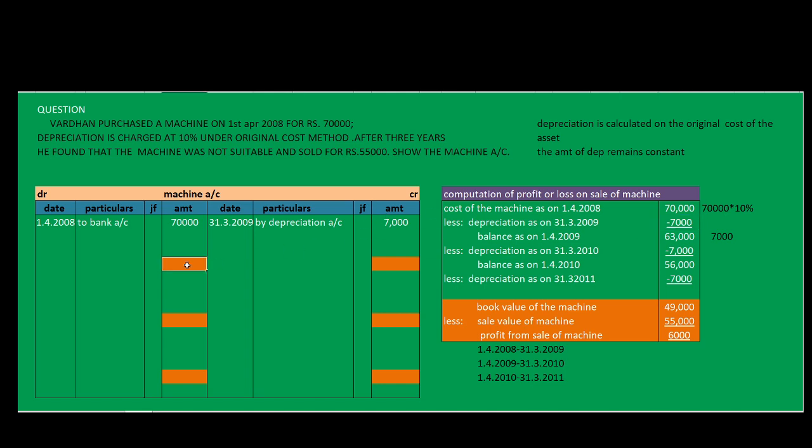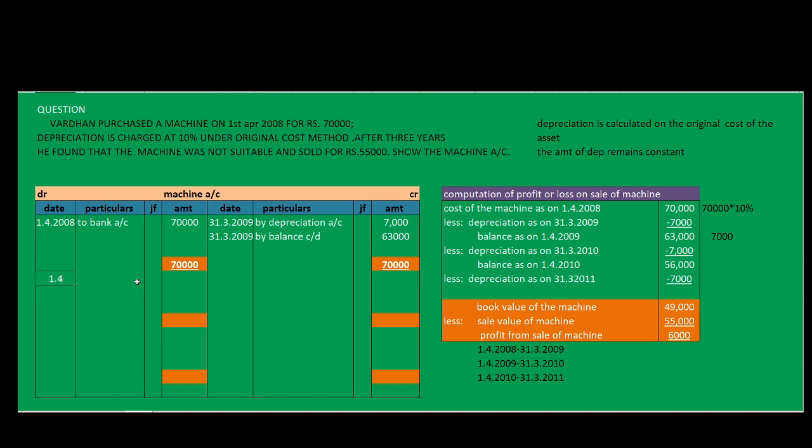Now according to the double entry bookkeeping system, both the sides should show the same balance. So now the debit side is more. How much is it? 70,000. The same amount I am writing on both sides, and to make it equal, the balance should be recorded. 31st March 2009, the balance will be recorded as by balance carried down. Understood? Yes. Now the balance remaining is 63,000. 70,000 minus 7,000 gives you 63,000.